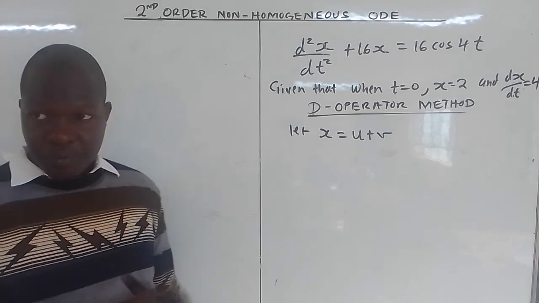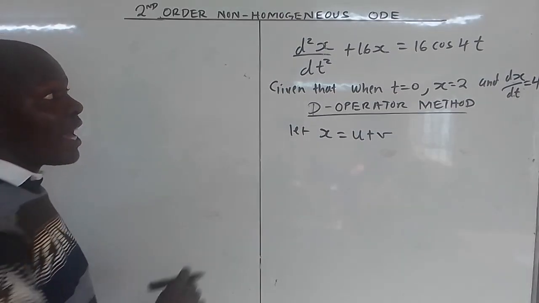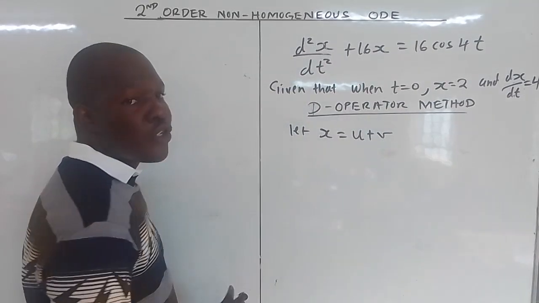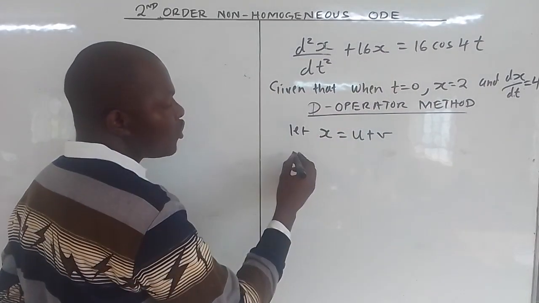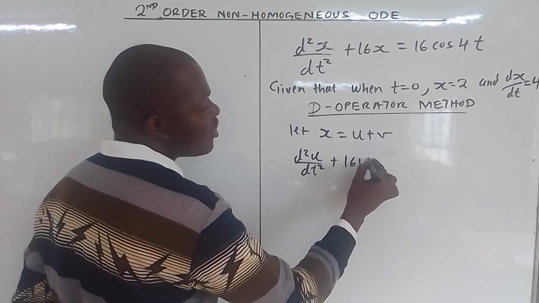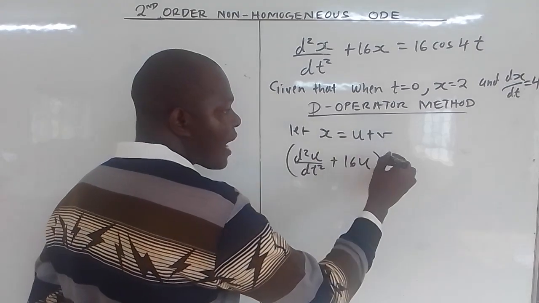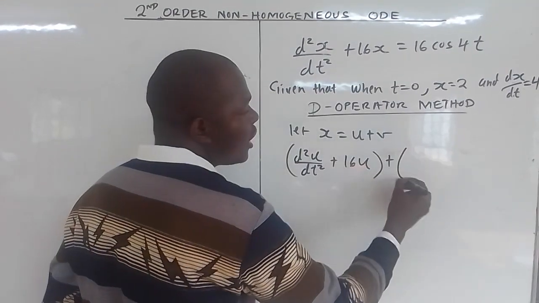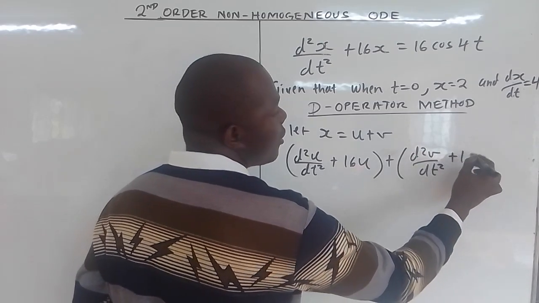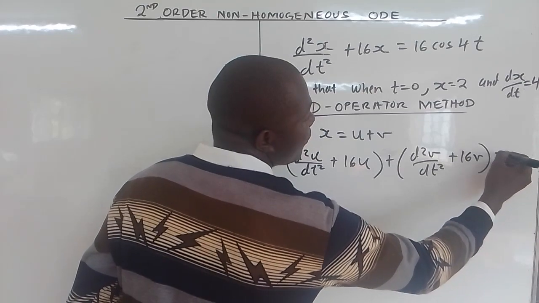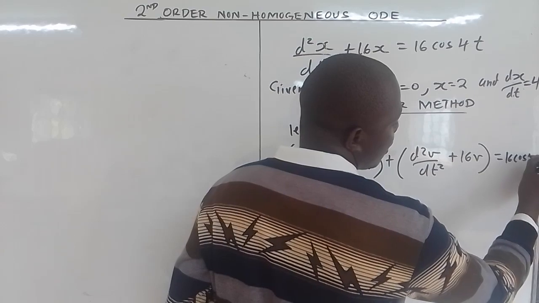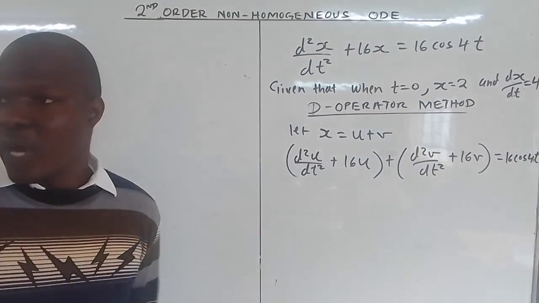So from there, you now start the complementary function. Where there is x, the first part you put u, isn't it? So where there is x, if you put u, you are going to get d squared u over dt squared plus 16u. Then it is plus, the second part where there is x, you put v, it is going to be d squared v over dt squared plus 16v. Then the whole of that is equal to what? 16 cos 4t. Are we together?